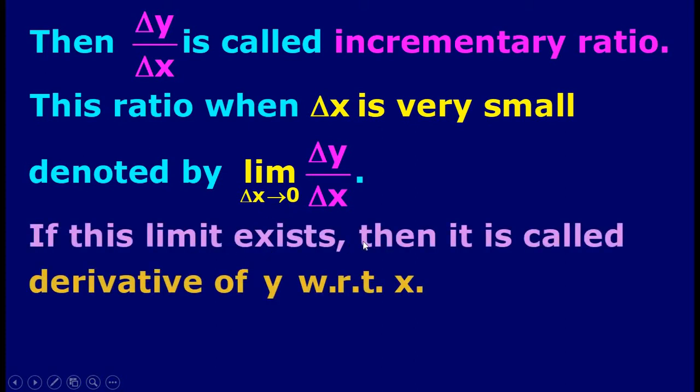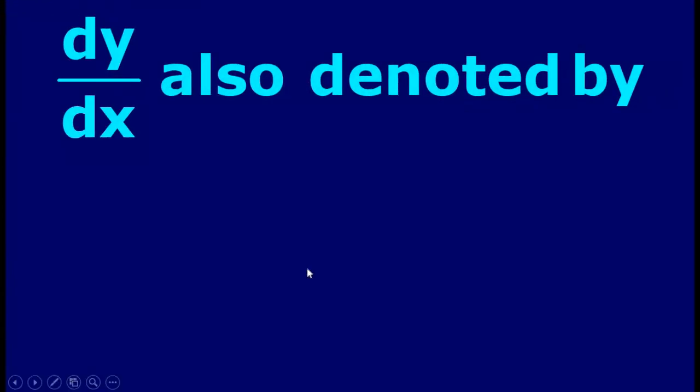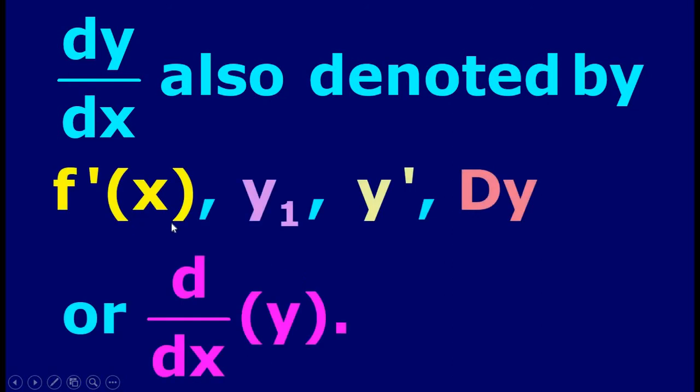If this limit exists, then it is called the derivative of y with respect to x, and it is denoted by dy by dx. So here dy by dx means we are finding the derivative of the dependent variable with respect to the independent variable. Here y is the dependent variable and x is the independent variable, so it is dy by dx. Dy by dx is also denoted by f dash x or y1 or y dash or d of y or d by dx of y. So these are all other notations for dy by dx.